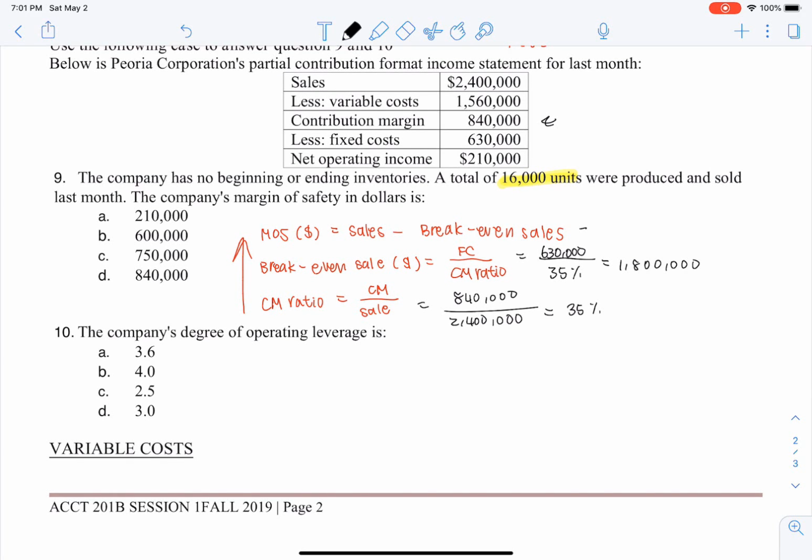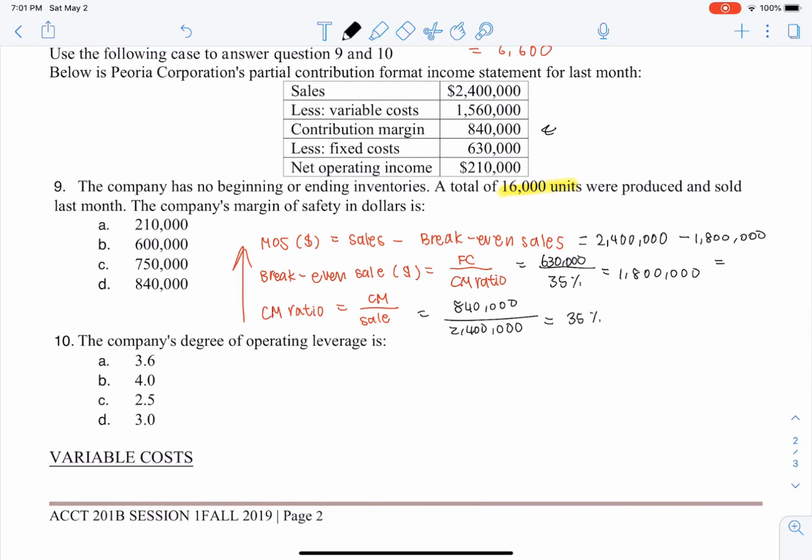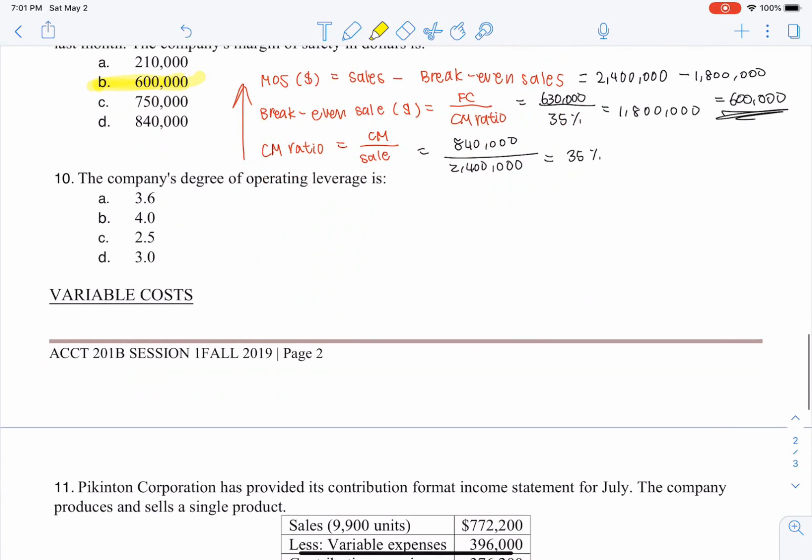And now we're going to calculate our margin of safety. It's the sales, 2,400,000, subtract our break-even sales, which is 1,800,000. We ended up with 600,000. So our answer is going to be 600,000.